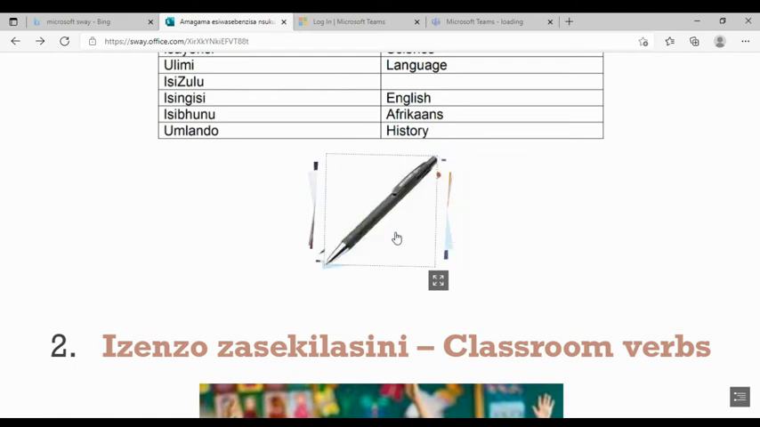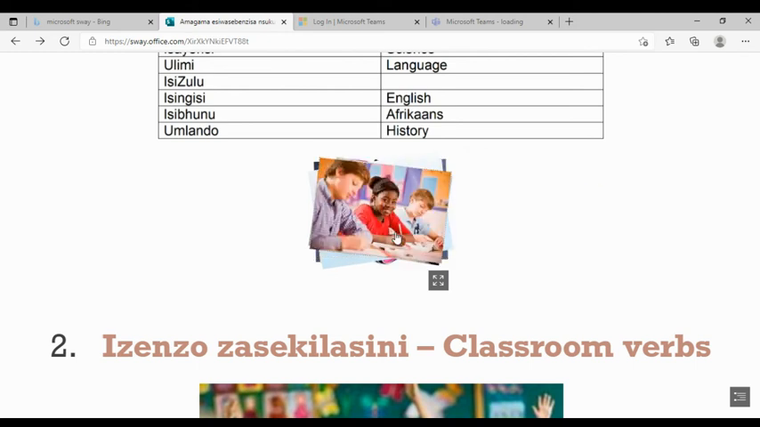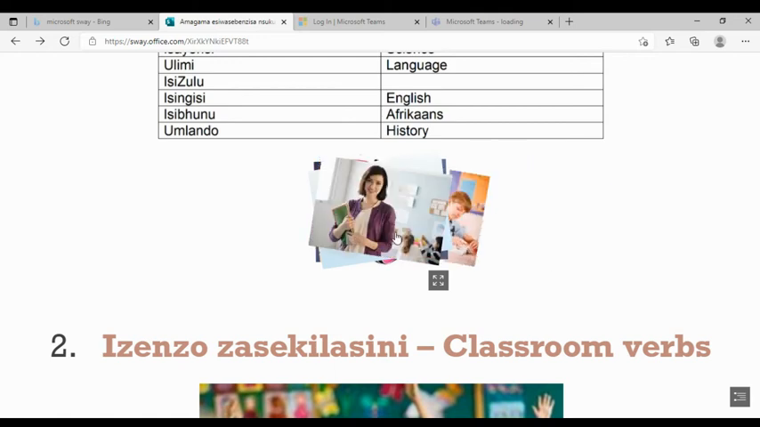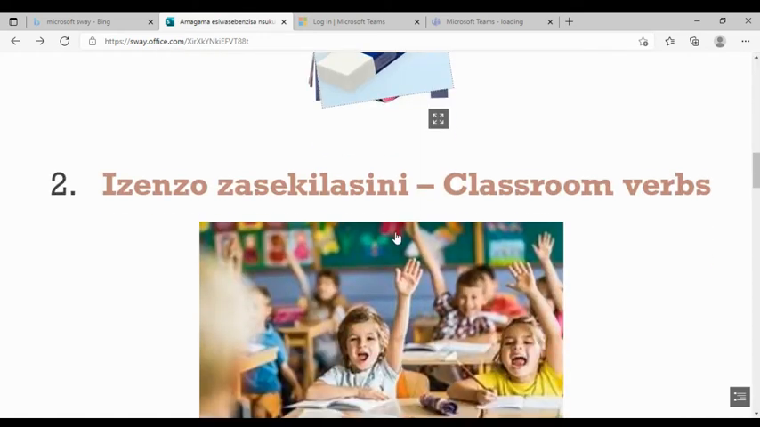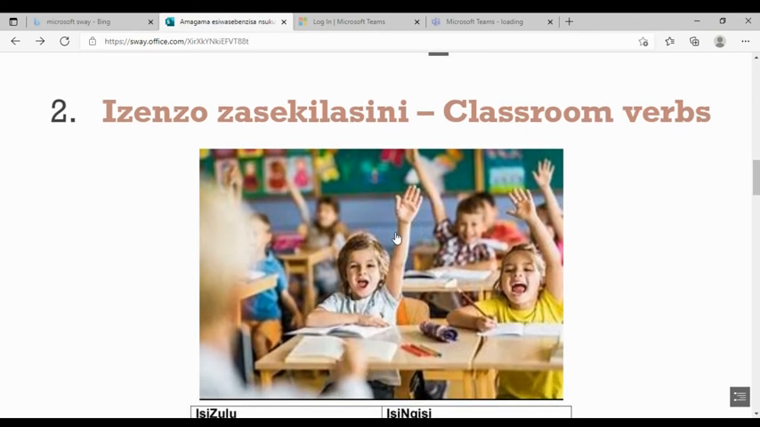I see a pen. I see a pencil. I see scholars. I see a teacher. Okay. Then we move on to the second topic.